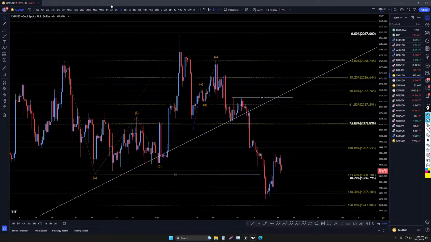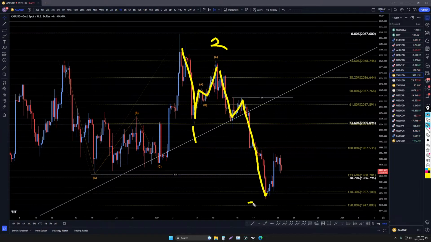So let's take it down to the 4-hour time frame. So 4-hour time frame, what do we got? So on the 4-hour, I think this here is probably a 1. I think this is probably an ABC of 2. I think this is a series of lower lows, lower highs, probably a wave 3.